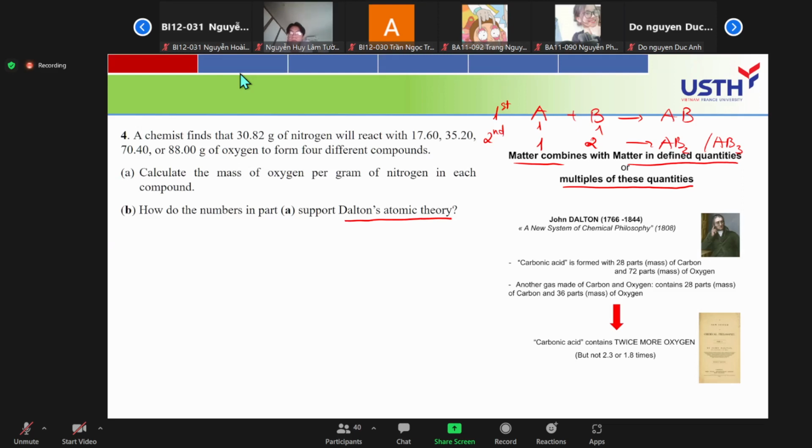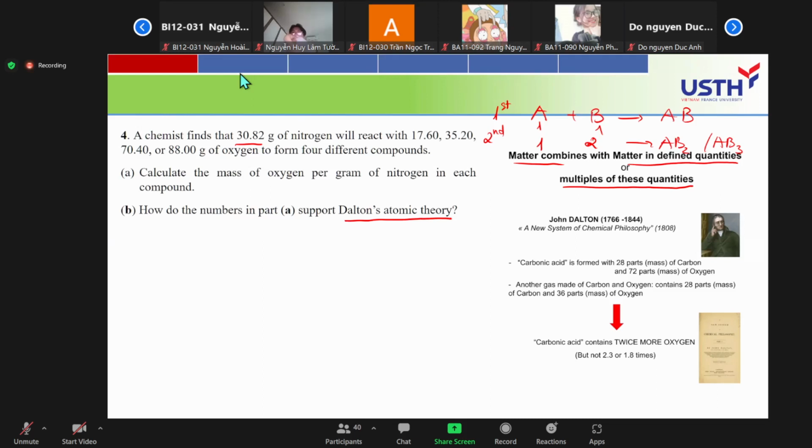Okay, so in this exercise number 4, you have to calculate the mass of oxygen per gram of nitrogen. Now you have the mass of nitrogen here and several values of mass of oxygen to form 4 different compounds. So the first question: calculate the mass of oxygen per gram of nitrogen.